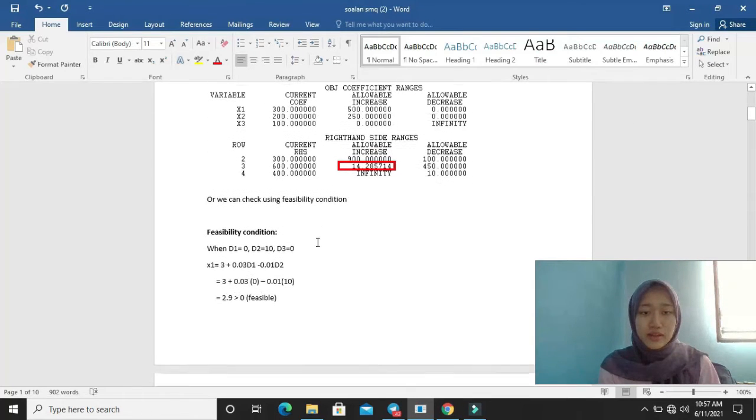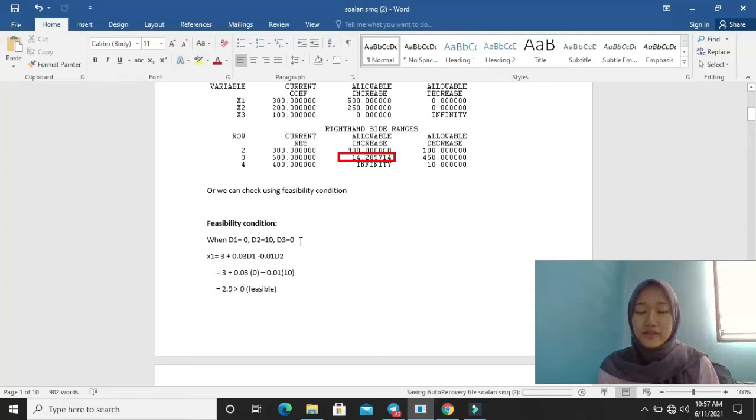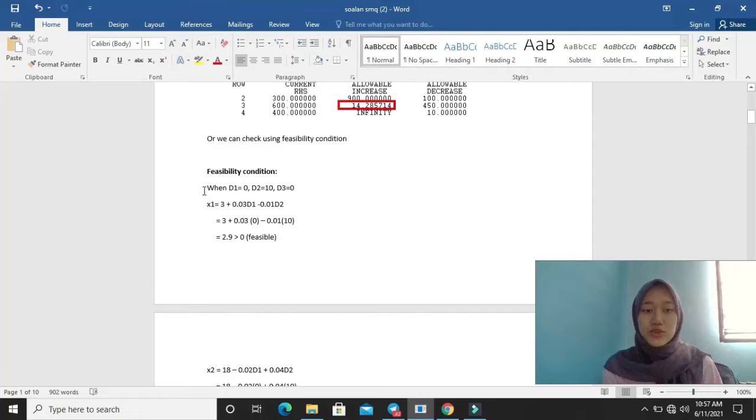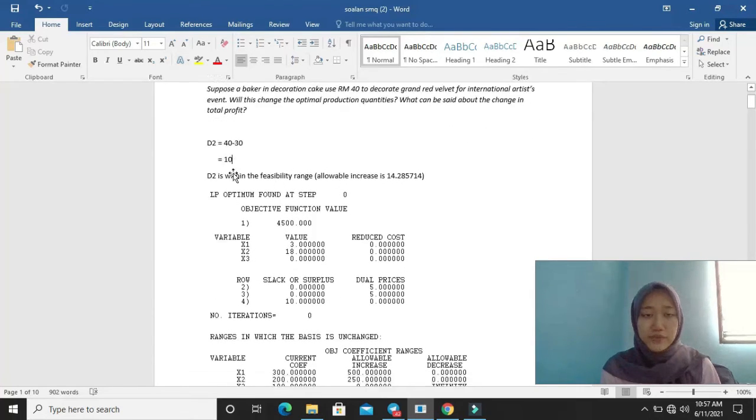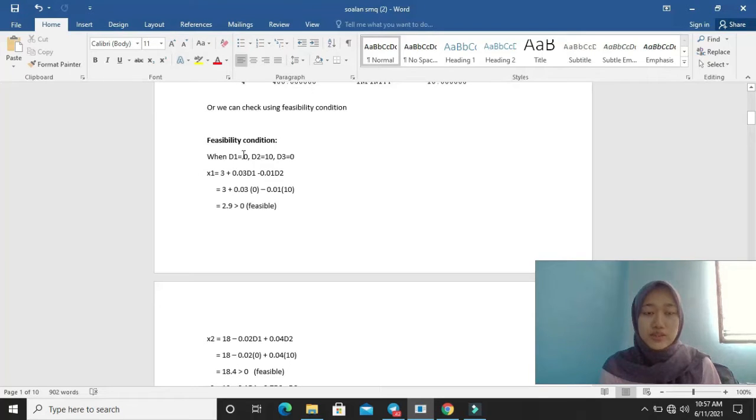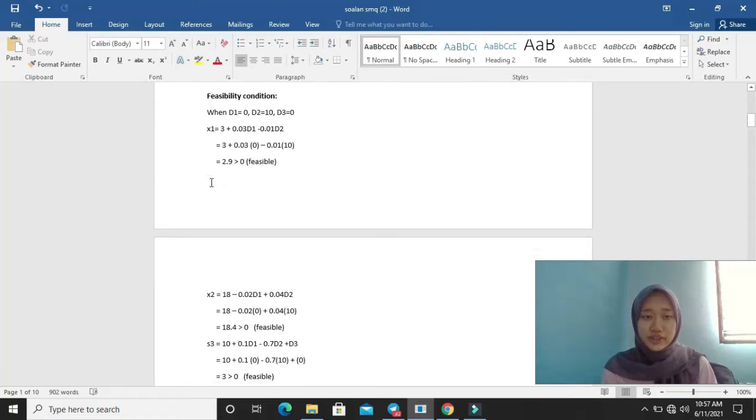So we also can check the feasibility condition by using manual calculation. So first we need to let d1 equal to 0, d2 is equal to 10, and d3 is equal to 0. d2 is equal to 10 as we obtained in the calculation before. So we need to substitute the value of d1, d2 and d3 into the equation of each basic variable that we obtain for x1, x2 and x3.